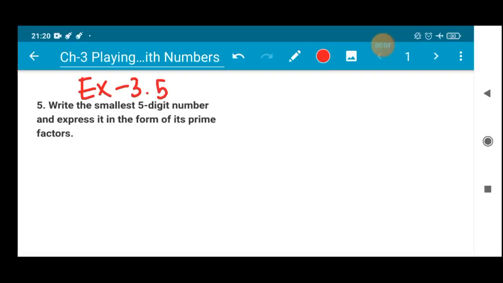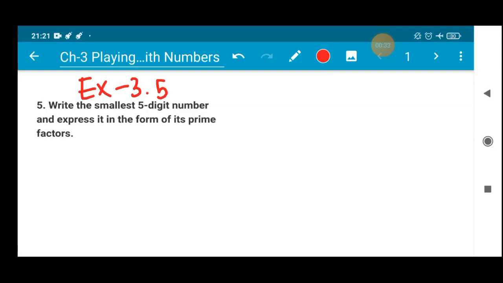So in last class we have done till question number 4 of exercise 3.5. In today's class we are going to continue with question number 5, okay? Question number 5 states: write the smallest 5-digit number and express it in the form of its prime factors. In our last class we did the greatest 4-digit number, but in this sum we have to find the smallest 5-digit number as well as express it in its prime factors form.